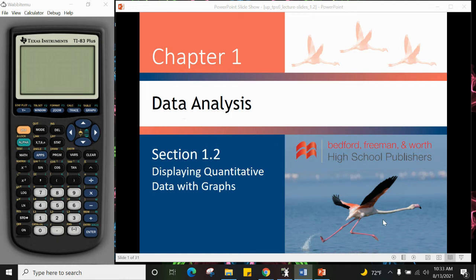All right, hello everyone. We're back in chapter 1, section 1.2, displaying quantitative data with graphs this time. Section 1.1, we looked at categorical. We are now looking at quantitative.